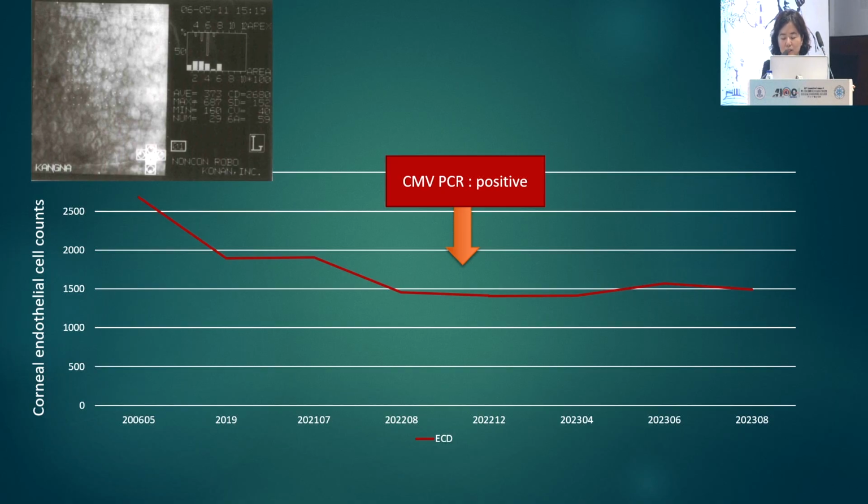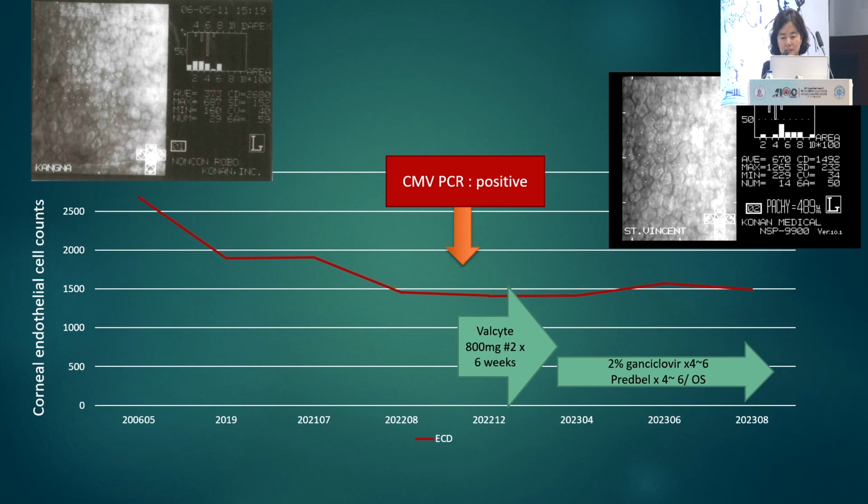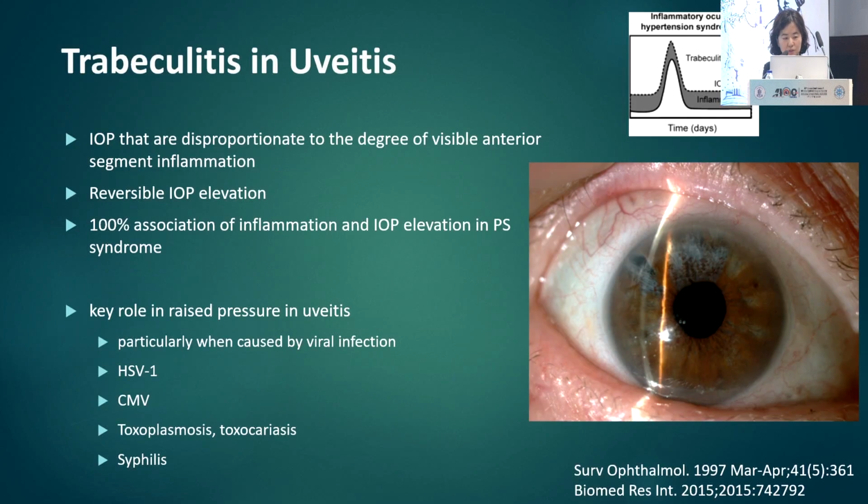So in 2022, we performed aqueous humor PCR analysis, and he showed cytomegalovirus positive results. After the initiation of an antiviral agent, his recurrence has diminished. However, at the last examination, he showed about half of the corneal endothelial cell count compared to the baseline examination.